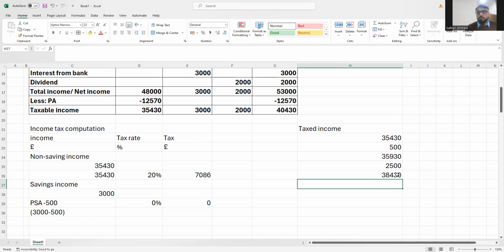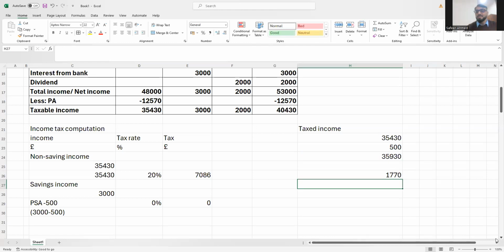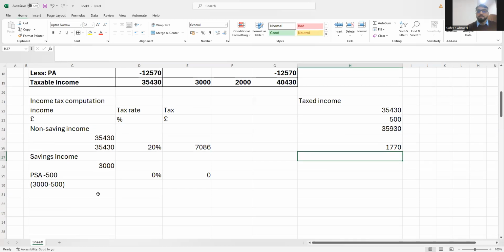Okay, so what will really help us here, I just wanted to show you that, but now I will show you how much of the 2,500 will be taxed at 20%, and how much of it will be taxed at 40%. Now, how can I establish that? 37,700, remember, up to that amount minus what we have already taxed so far. So 1,770 of the savings income should be taxed at 20%.